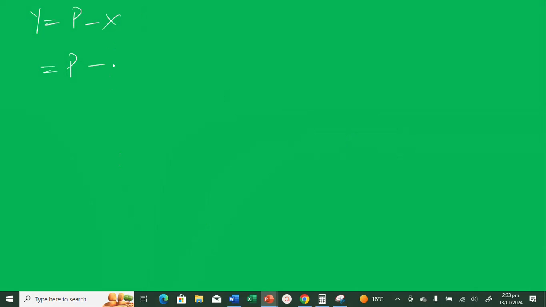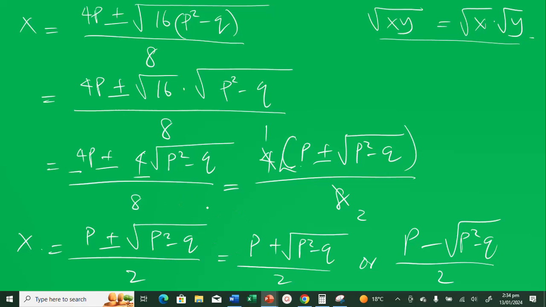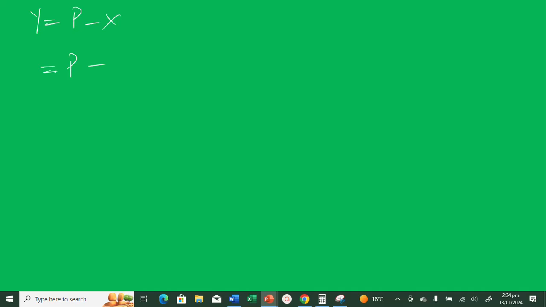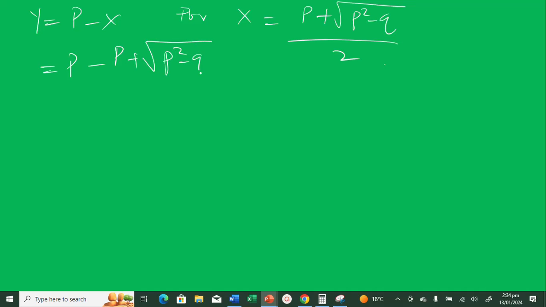If you put it there, you have, let's say, x equal to p plus the square root of p square minus q all over 2. Now for this, if you put x equal to this into this equation, you have p plus or minus the square root of p square minus q all divided by 2.